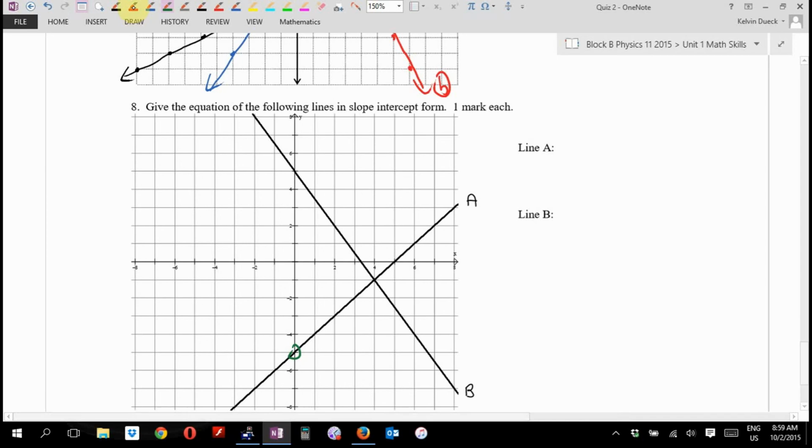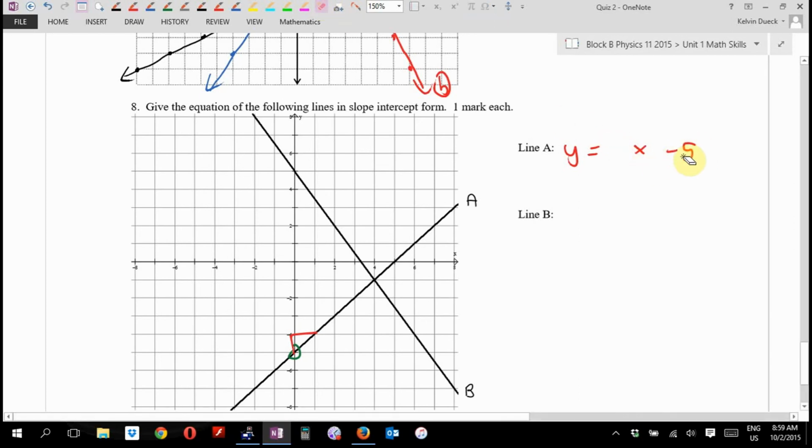The y-intercept is -5. The slope is up 1. Oh, I'm done. Up 1 over 1. You could put a 1 there, but is the 1 really necessary? So how would I mark this?